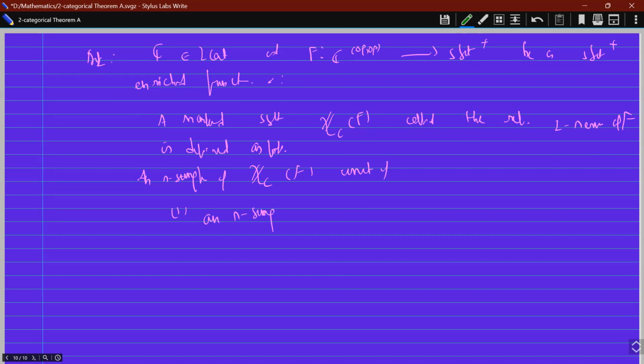An n-simplex, so maybe lambda. But I have to make sure that I remain consistent with the notation. Oh wait, yeah, C. Okay, this is C. Does it look like the C? And for all subsets of this, a map of marked simplicial sets.